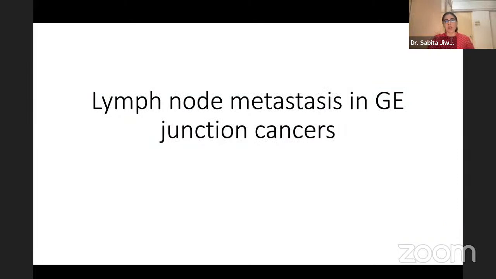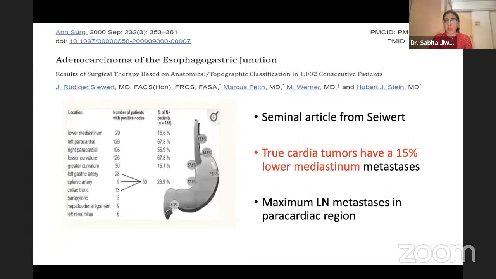When we look at how we should approach lymph nodes in GE junction tumors, there are not many papers, but there is a seminal paper from Siewert where he showed that true cardiac tumors have 15% lower mediastinal metastasis. So Siewert type 2 will actually have lower mediastinal nodal metastasis in 15% of the cases, and this needs to be cleared. However, maximum lymph node metastases are in the paracardiac region. In the upper mediastinum, they did not find that many lymph nodal metastases.